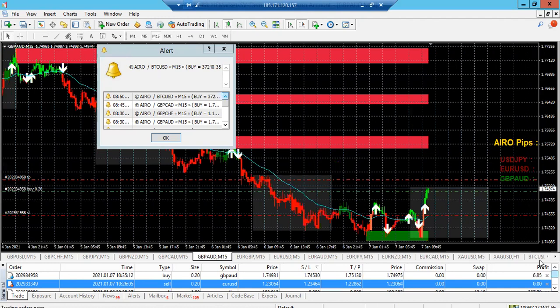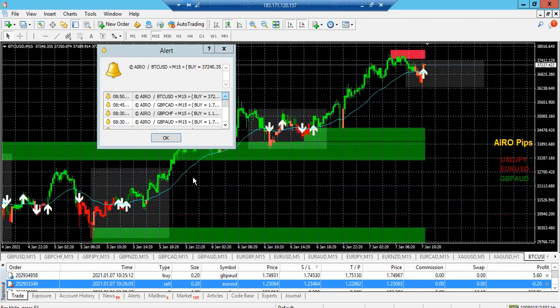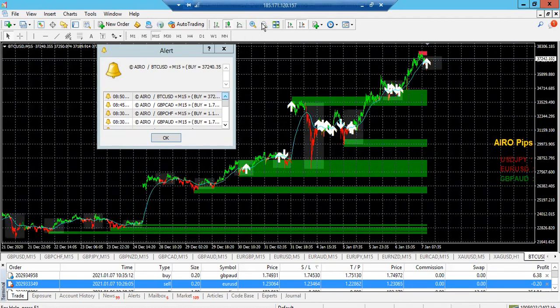So let's go to BTCUSD. Let's see what those people are doing. So BTCUSD 15 minutes chart. Let's zoom out. Wow, BTC is currently on 37,240 and one, two, three, four, five, six, seven support zones and one resistance.